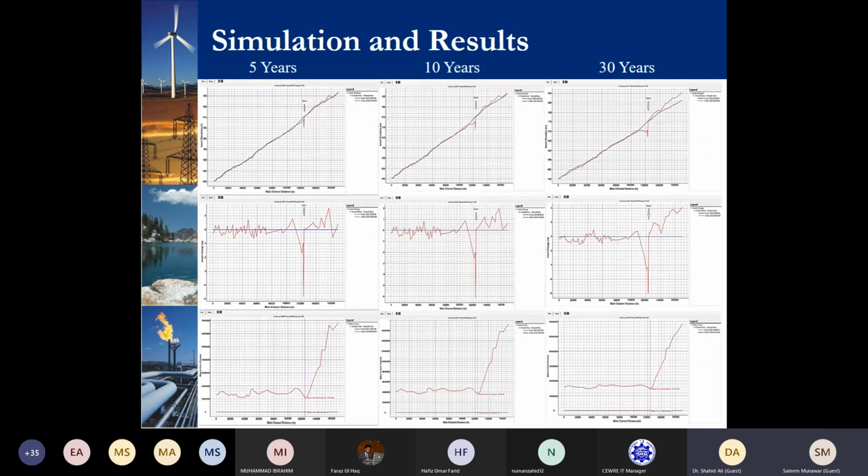Now, these are the graphical representations of 5, 10, and 30 years of dam operation. The first row shows the invert elevation. On the x-axis, this is the distance of the reach, 160 kilometers. And on the y-axis, invert elevations are there. And in the second row, the overall invert change in 5, 10, and 30 years is shown. And in the third row, cumulative sediment mass at different locations is depicted.